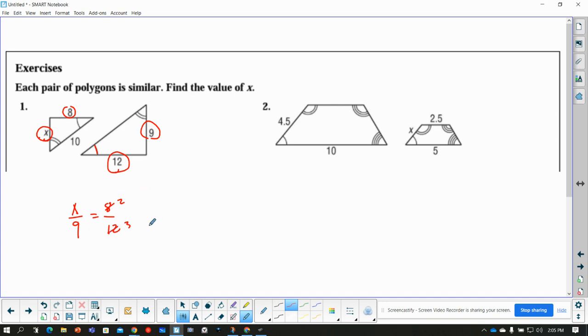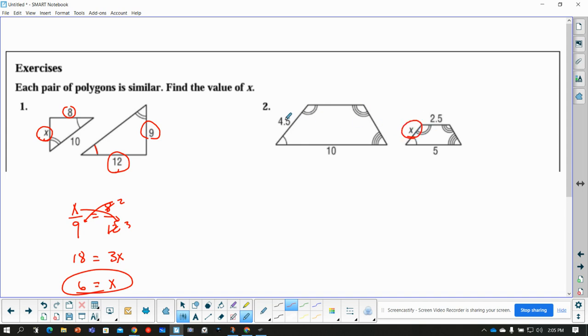So now I can cross multiply. 2 times 9 is 18. X times 3 is 3x. So that's what goes on each side. Divide both sides by 3. X equals 6. So there's number 1. Okay. All right, now let's find number 2.